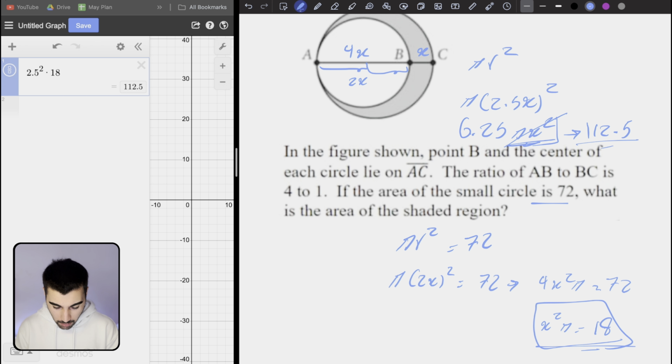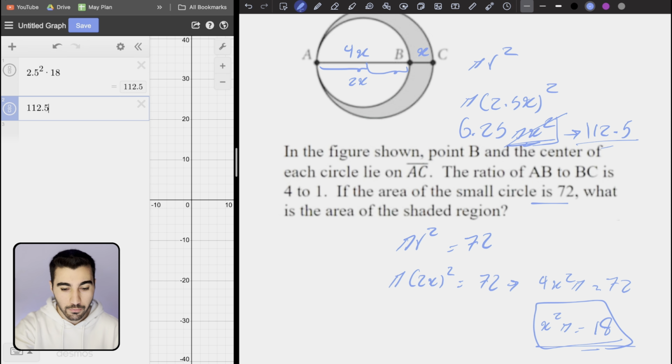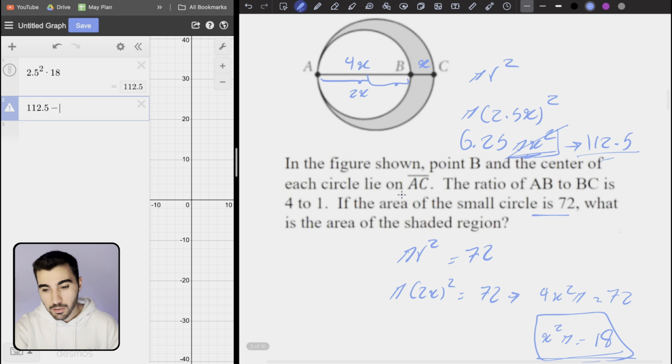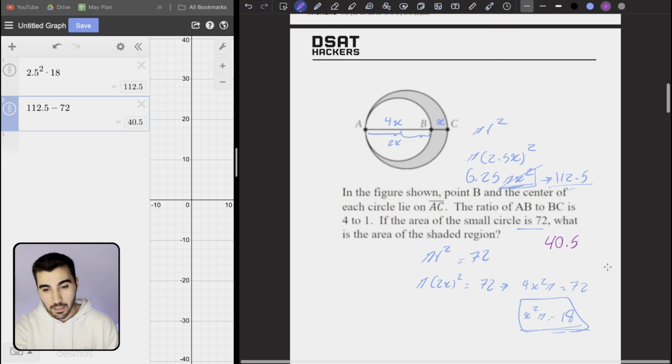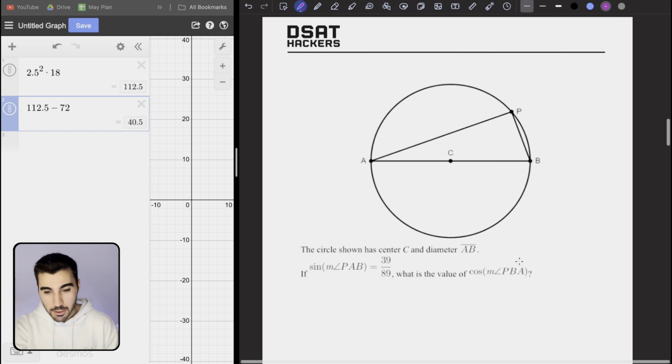This thing times 18 is 112.5. Now, 112.5 is the area of the larger circle, minus the area of the smaller circle, which is 72. So 40.5 is our answer for this question. 40.5 is the answer for this one. That is it. Let's move on to the next question.